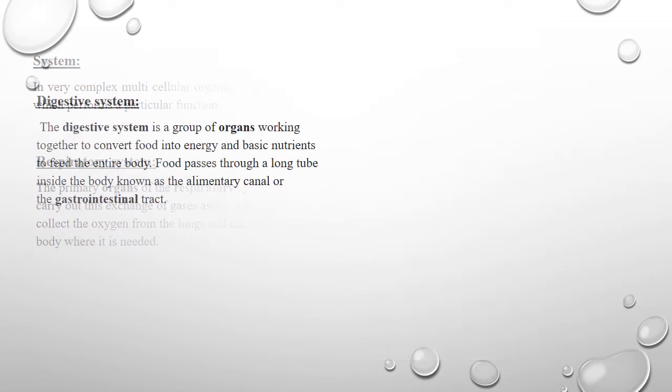Now, digestive system. The digestive system is a group of organs working together to convert food into energy and basic nutrients to feed the entire body. Food passes through a long tube inside the body known as the alimentary canal or gastrointestinal tract.